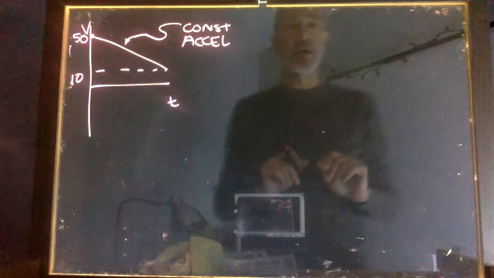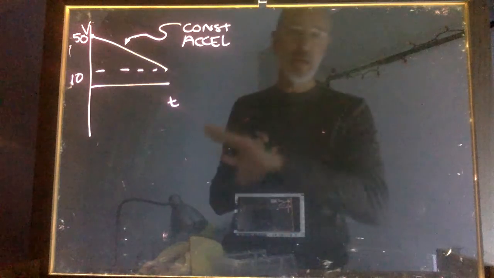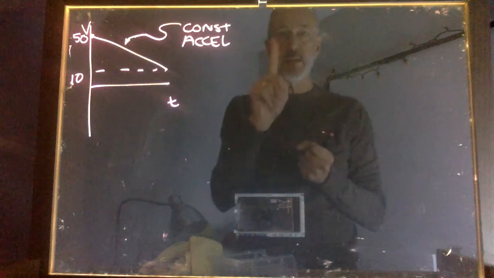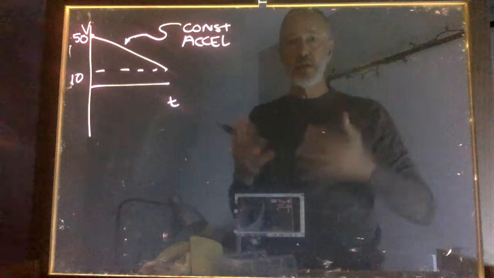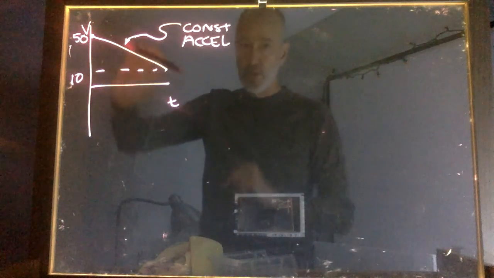But remember, constant acceleration is what we're doing all our equations with. Our delta x equals v0 t plus 1/2 at squared. All those equations are constant acceleration. A is one number. Never changes. Okay? Velocity changes all over the place, but the acceleration is one number. So this has one slope.